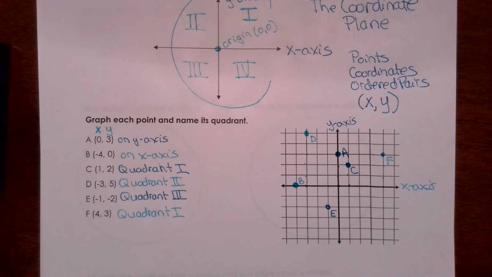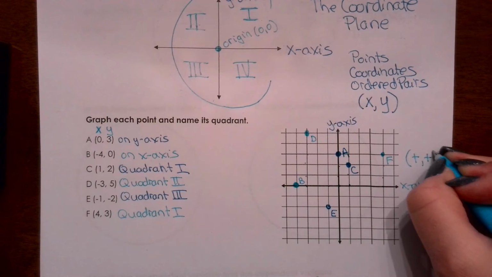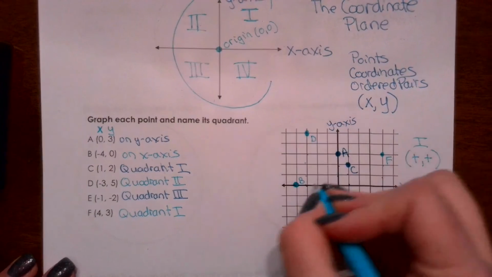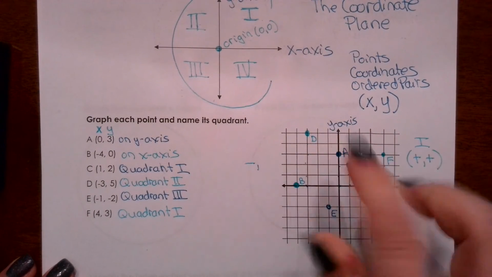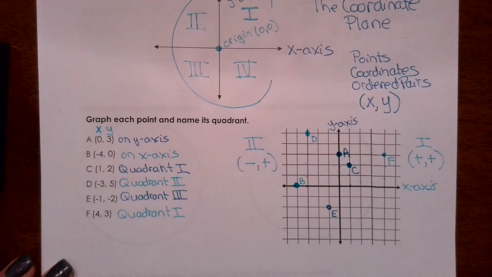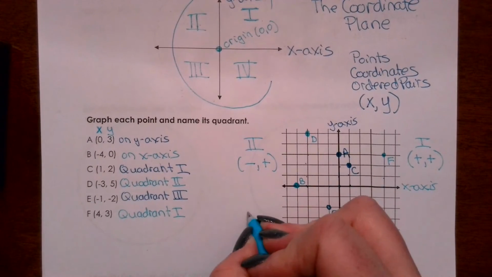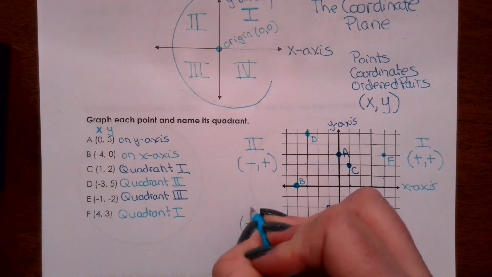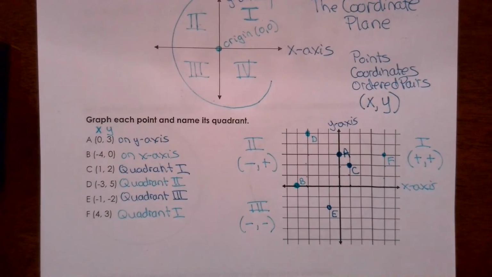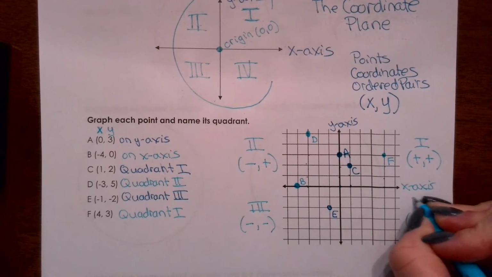So something to think about. If I have an x, y value where x is positive and y is positive, I will be in quadrant 1. If I have a value where x is negative, but y is positive, I'll be in quadrant 2. Then, if I have a value where x is negative and y is negative, like point E right here, so negative, negative, I'll be in quadrant 3. And we didn't graph any points here, but it looks like x will be positive and y will be negative. And that is in quadrant 4.